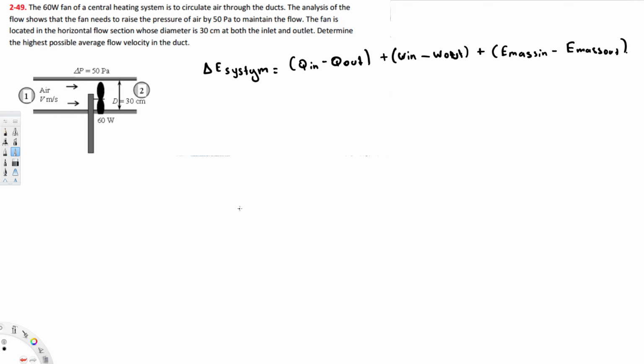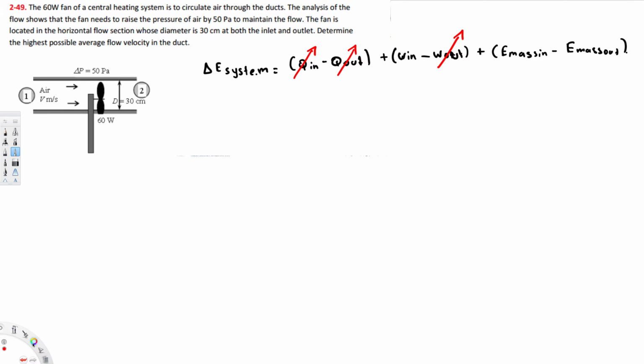So here we can cancel all the energy that does not exist. So let's do that first. Here we are not having any heat energy, right? So we can cancel both. There's no heat added or eliminated from the system. And we are adding work by this fan right here. So work in is there, but there's no work out right here, so we can cancel that one too. And we are left with this E mass in, due to the duct flow. So E mass in and E mass out.